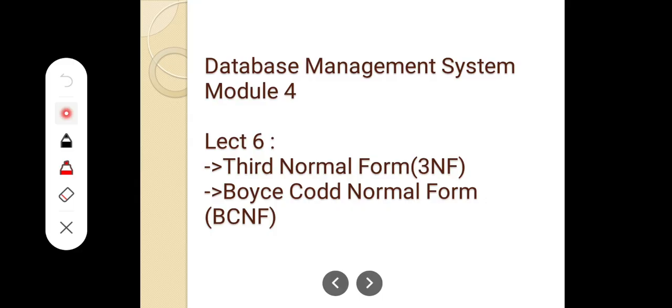Today we are going to look at the third form of normalization, which is third normal form, and Boyce-Codd normal form, BCNF. Till now we have seen the first normal form and the second normal form, and also discussed the problems related to these concepts. So let us continue with the third normal form.